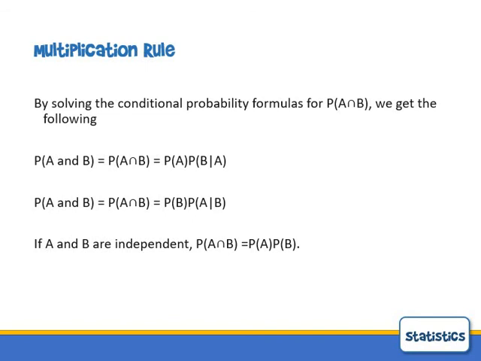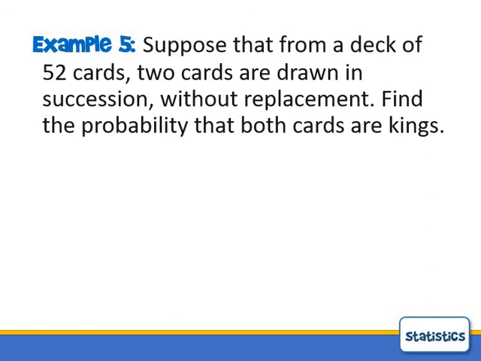Or you can reverse the letters, really literally just reverse the letters A and B, and you'll get that the probability of A and B could also be written as probability of B times the conditional probability A given B. So what you do is you multiply the two together, and the second one has to be the conditional probability, unless they're independent, in which case the conditional probability is just the probability of A or B, depending on which one you're looking at. I think it makes a whole lot more sense when you see it in action here.